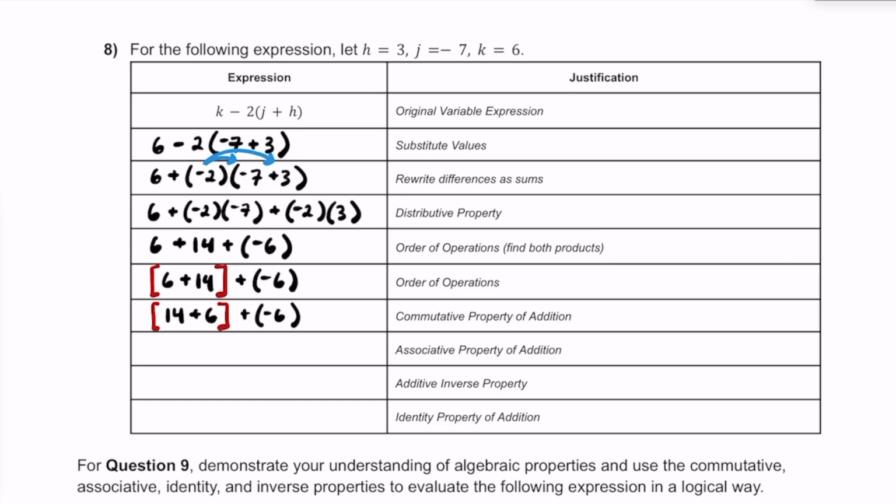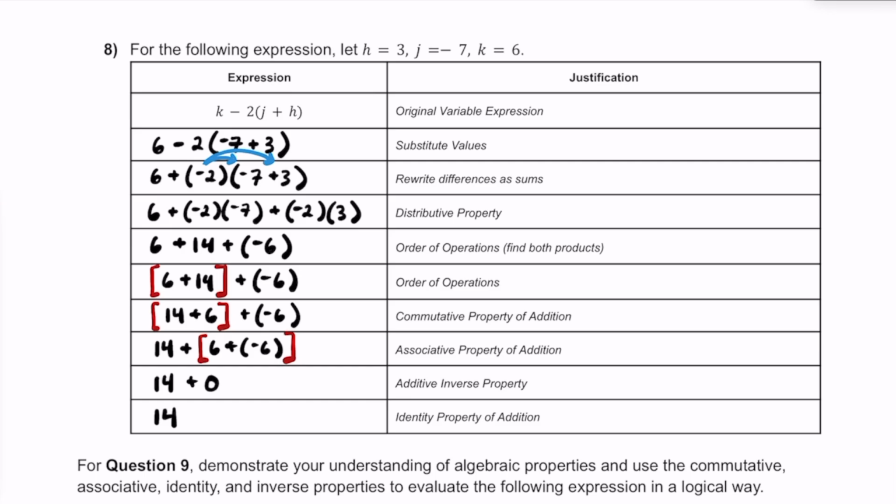Next, the associative property, let's get the 6 and negative 6 together just because they're opposites, right? Let's go ahead and move that. So we have this 6 plus negative 6. We'll go ahead and put those in the brackets together here. And then the additive inverse property, or just order of operations, but more specifically additive inverse property, opposites add to get 0. And then the identity property of addition, 14 plus 0 is just 14.